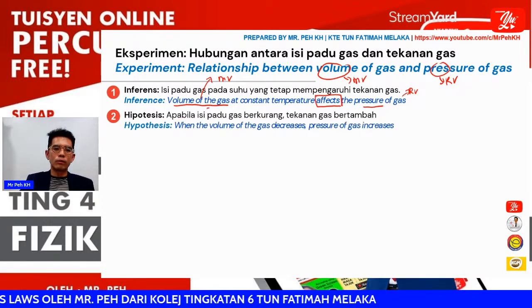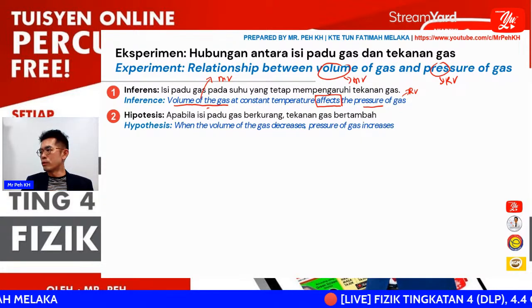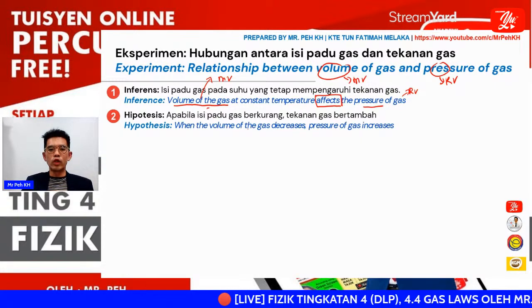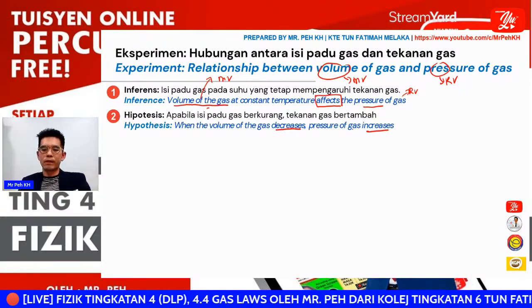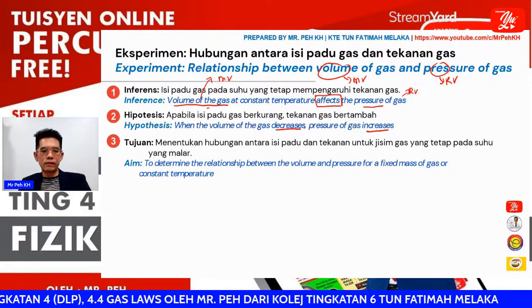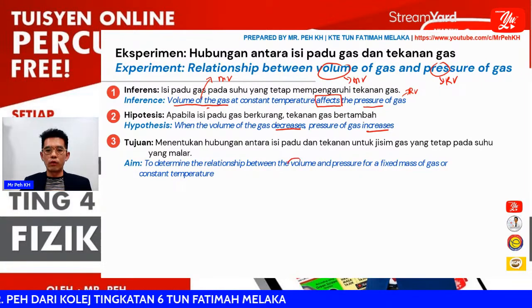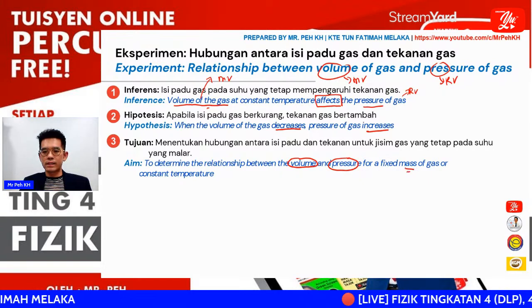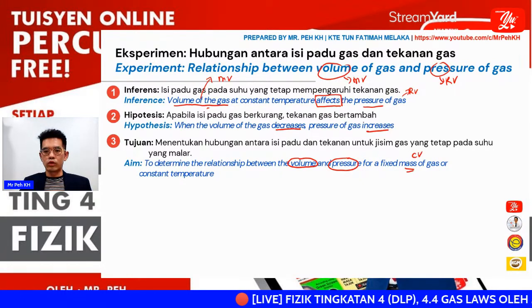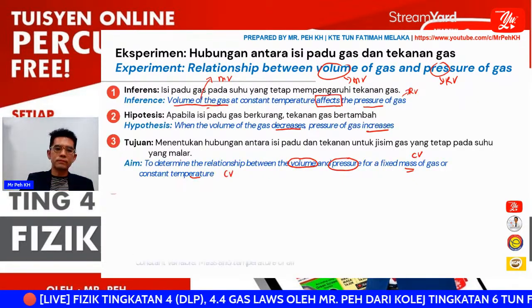Okay, so the next here will be the hypothesis. So the hypothesis here will be, as mentioned just now, the relationship between V and P will be inversely proportional. So that means when the volume of gas decreases, the pressure will increase. Okay, then the next here will be the aim. To determine or to study the relationship between the volume and the pressure, where the mass is a control variable, and the temperature is also a control variable here.